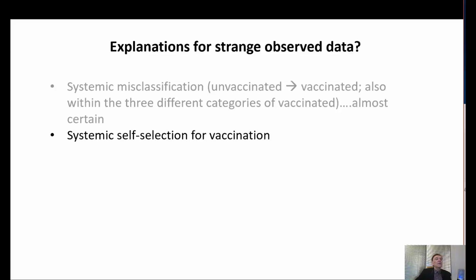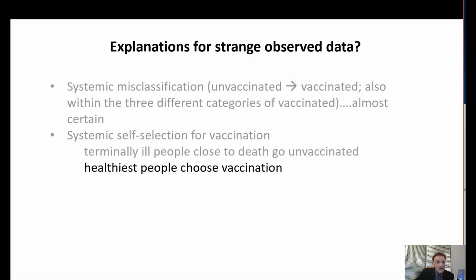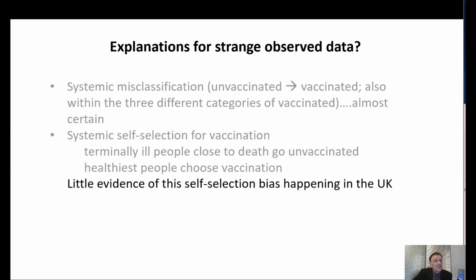There's also the possibility that you could have systemic self-selection for the vaccination causing unusual jumps. So, for example, terminally ill people close to death go unvaccinated. They decide that there's no point in being vaccinated if they're going to die anyway. And on the other hand, maybe only the healthiest people are choosing vaccination. The problem with those are that there's very little evidence of that self-selection bias happening in the UK. We believe it has happened in other countries, but not in the UK. In the UK, people who were particularly at risk, people who were close to death, who had massive comorbidities, were the ones who definitely got vaccinated early.